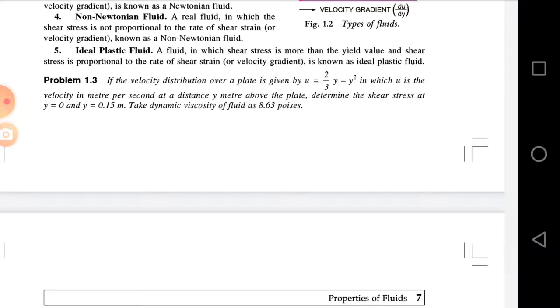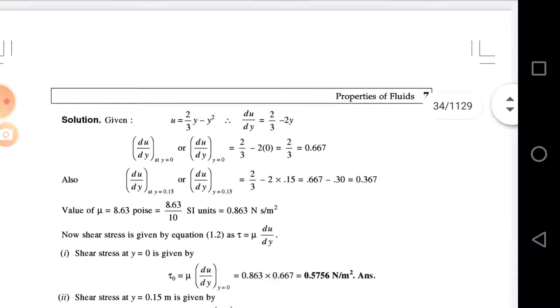If the velocity distribution over a plate is given by u is equal to 2/3 of y minus y square, in which u is the velocity in meter per second at distance y meter above the plate, determine the shear stress at y is equal to 0 and y is equal to 0.15 meter. Assume dynamic viscosity of fluid as 8.63 poise.